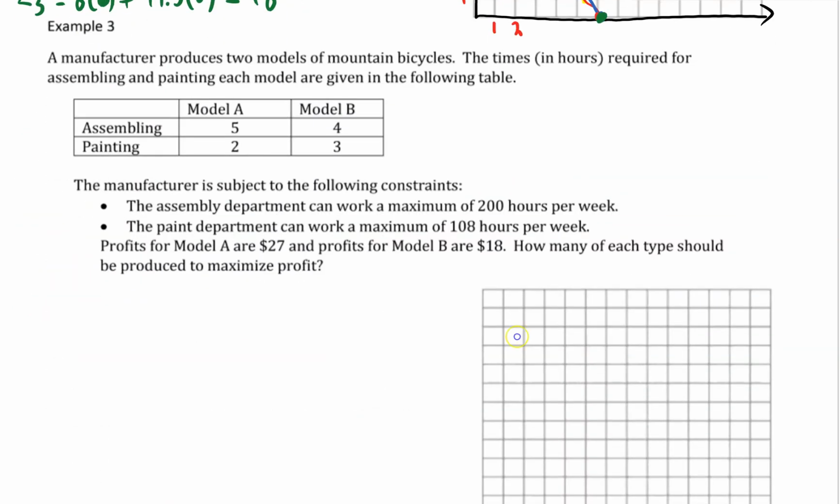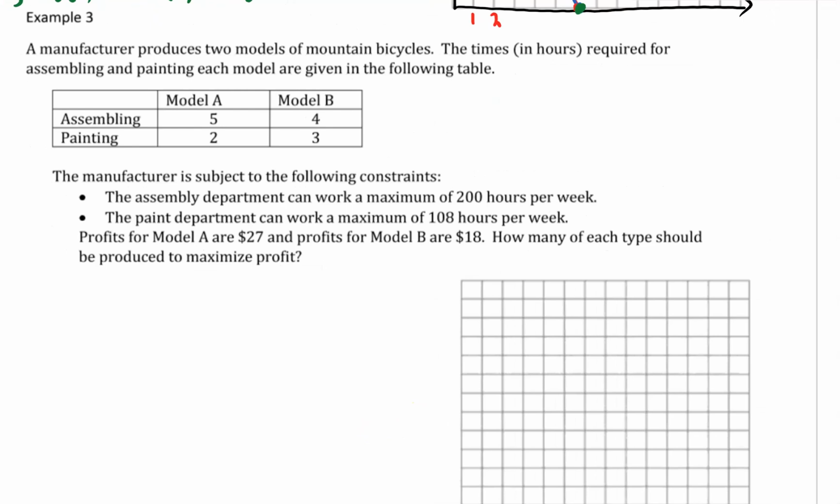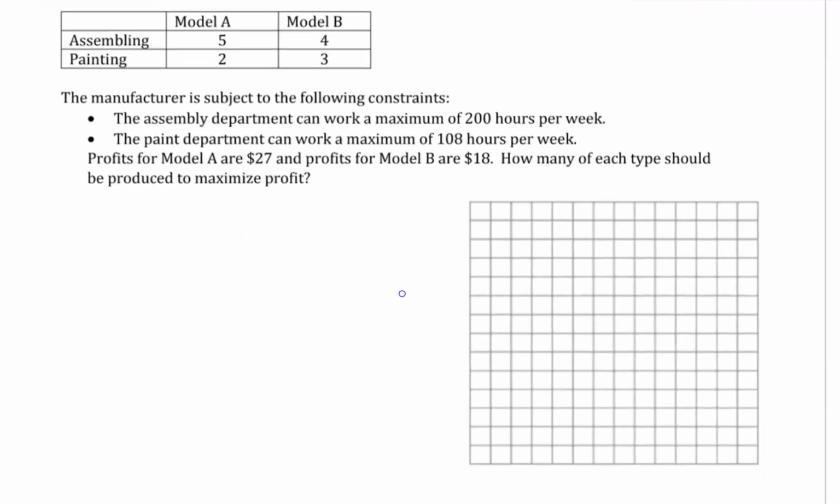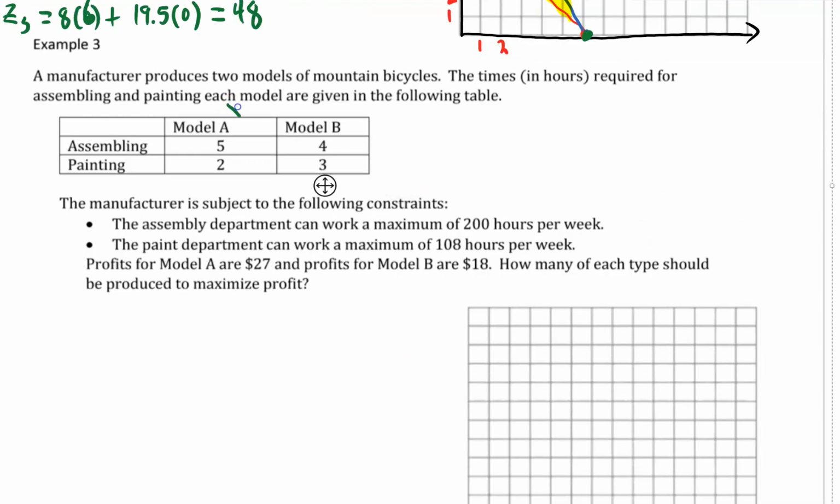But now we're going to be looking at a different problem here. A manufacturer produces 2 models of mountain bikes. The times in hours required for assembling and painting each model are given in the following table. The manufacturer is subject to the following constraints. The assembly department can work a maximum of 200 hours per week. So you've got X's and Y's here. We'll call these our X's and we'll call these our Y's.